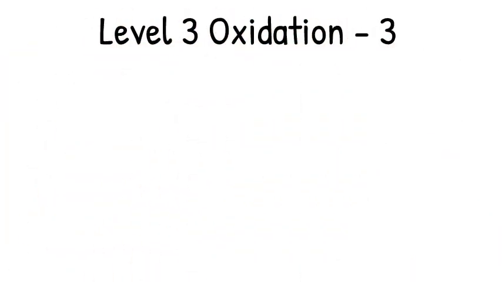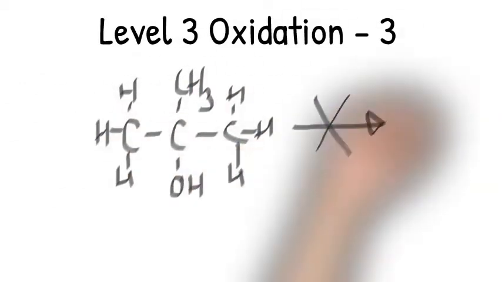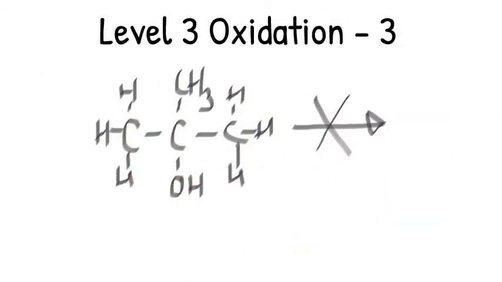The next one that's obvious to look at is the tertiary alcohol, where the carbon with the OH is bonded to three other carbon atoms. Tertiary alcohols are unable to be oxidized because we cannot add any further bonds between carbon and oxygen, as that carbon already has four bonds around it.